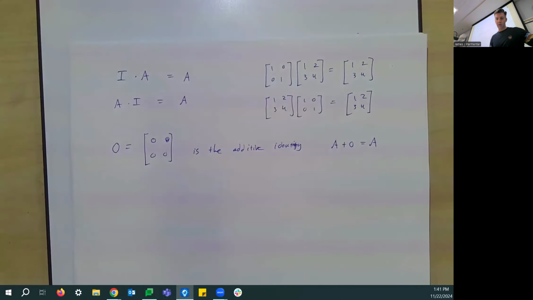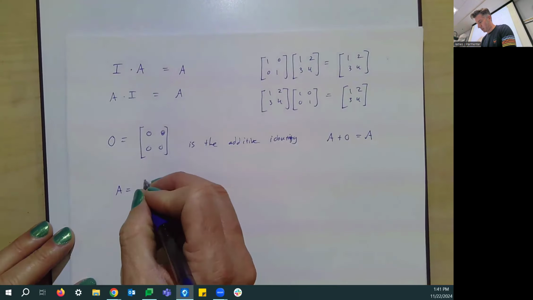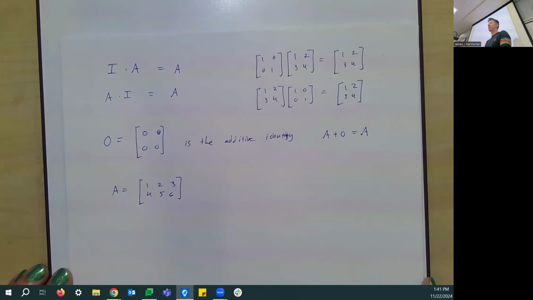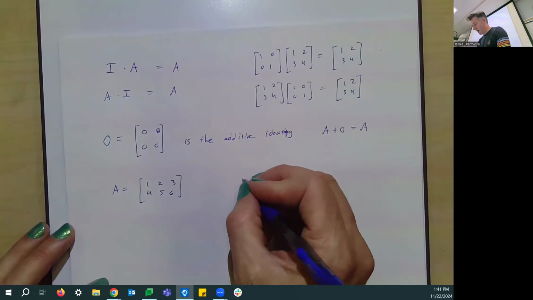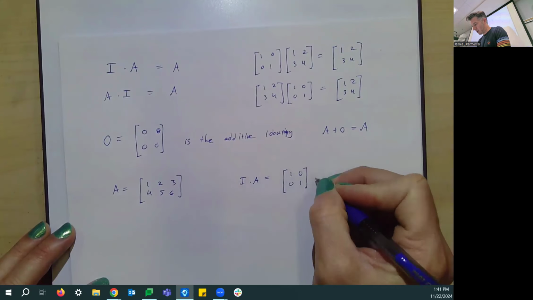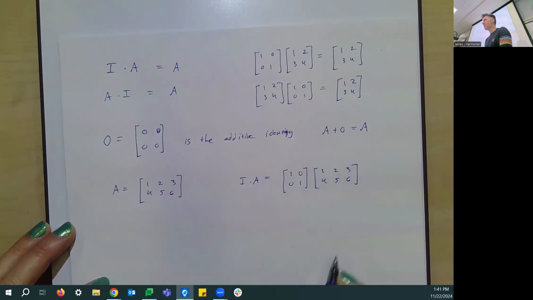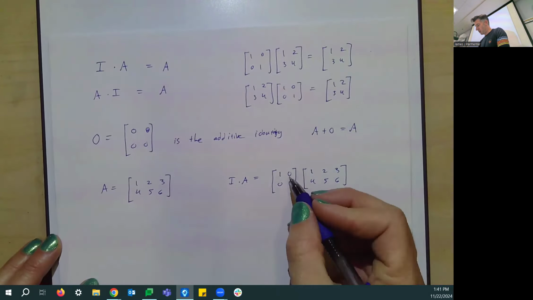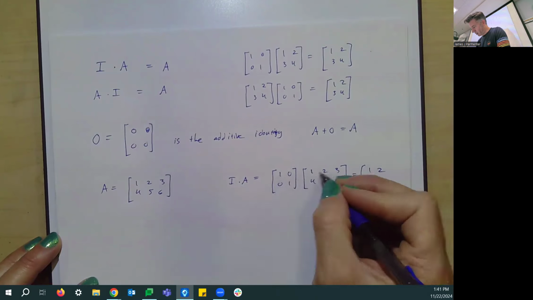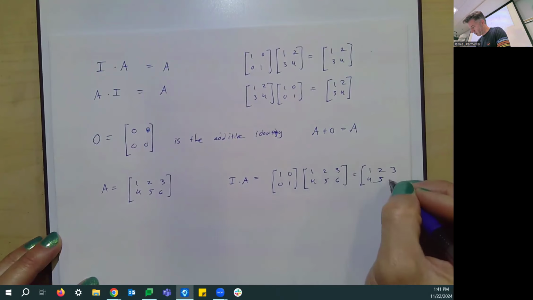But then the other thing I was going to say about this was that if your matrix isn't a square matrix, like if A was a 2 by 3 matrix, like 1, 2, 3, 4, 5, 6, then you have to have the right size identity matrix. So if you wanted to do I times A, it would have to be a 2 by 2 identity matrix multiplied by this 2 by 3 A matrix. But then when you did it, you would just get back A, right? Because you get 1 plus 0 and 2 plus 0 and 3 plus 0 and then 0 plus 4 and then 0 plus 5 and then 0 plus 6.